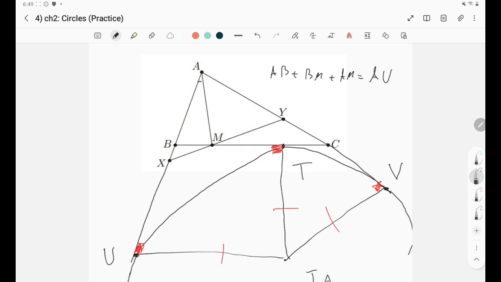Well, if you look at it, AB is already there in both of them, so we can delete AB. And now instead of working with AU, we just need to work with BU. So now we just need to show that BU is equal to BM plus AM. Let's have a look at this. If you take a look, what is BU? BU is a tangent, right? BU is a tangent to the A-excircle. It's in fact equal to BT. This is equal to this.